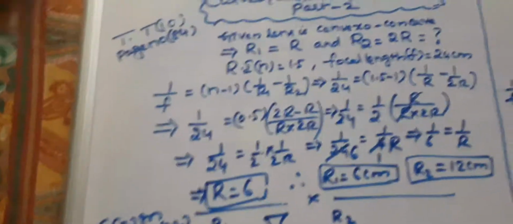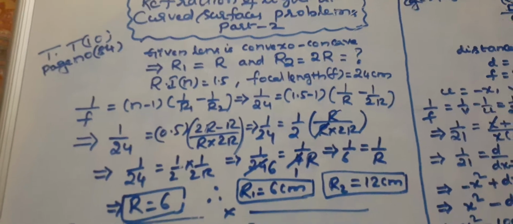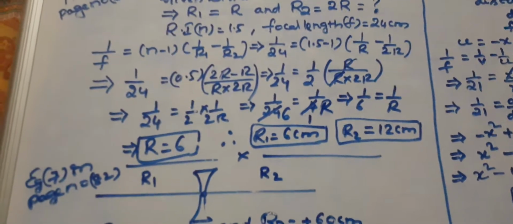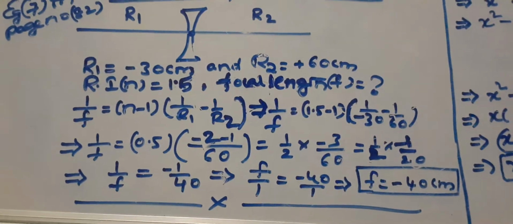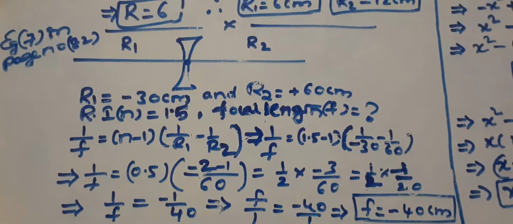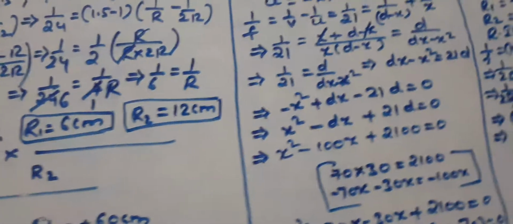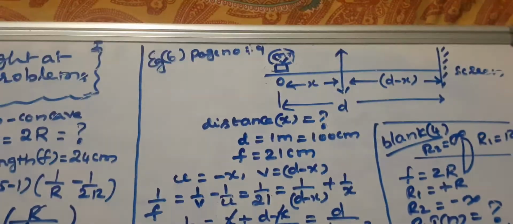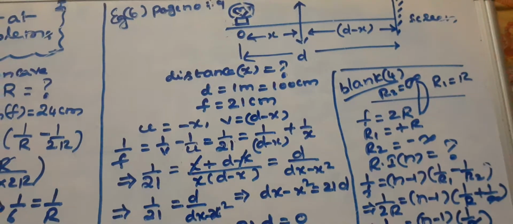So you can see clearly from the 10th problem solution to this, this is the example 7 problem, students, and this is the example 6 problem and blank 4 solutions.